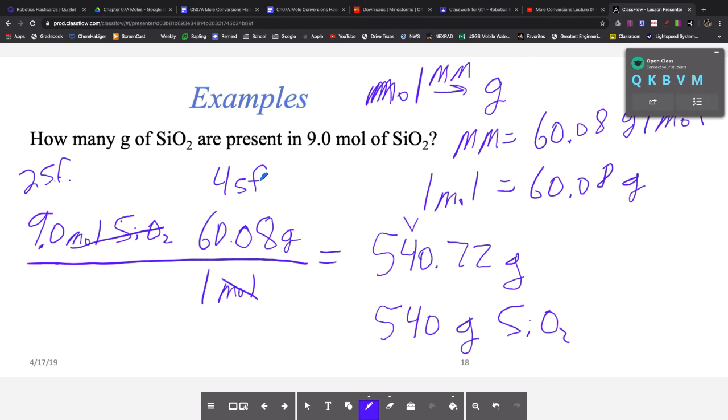So I count over 2 places. I'm rounding at the 4. The next number is a 0, so that means it rounds down, we chop it off. But I don't get rid of that 0. I have to keep that 0, otherwise I'm changing my answer from 500 and something to 50 something. You can't do that. So you got to change 540.72 to just 540. That 0 is not significant because there's not a decimal point.